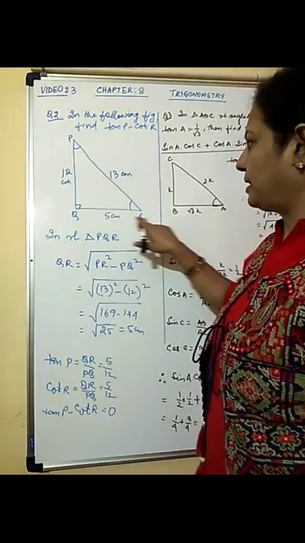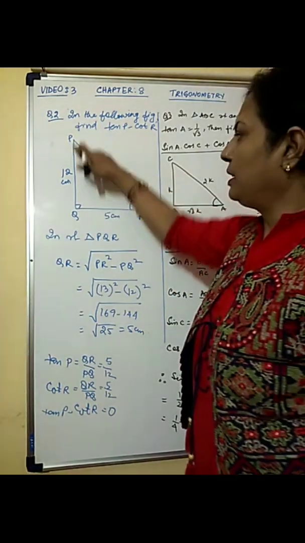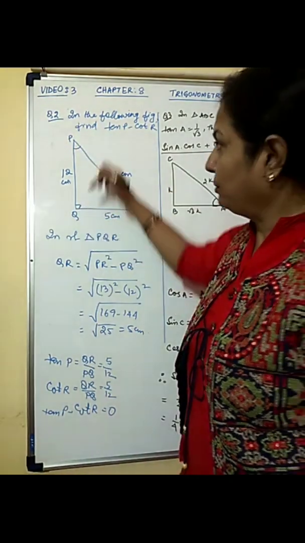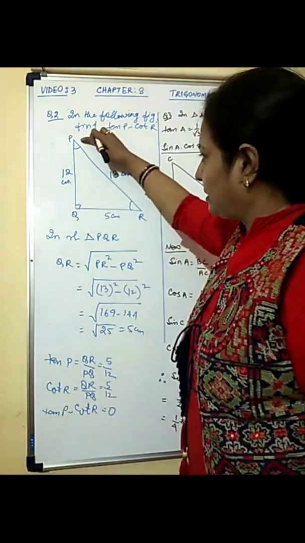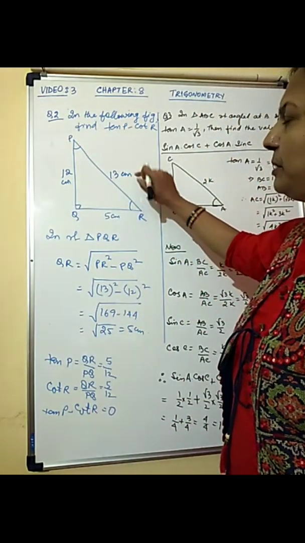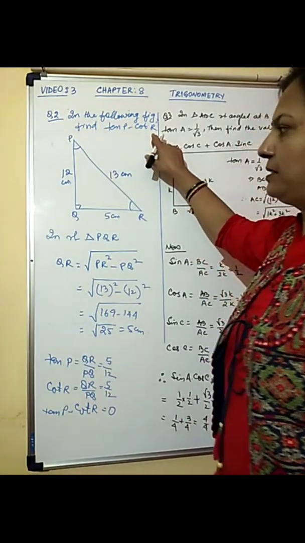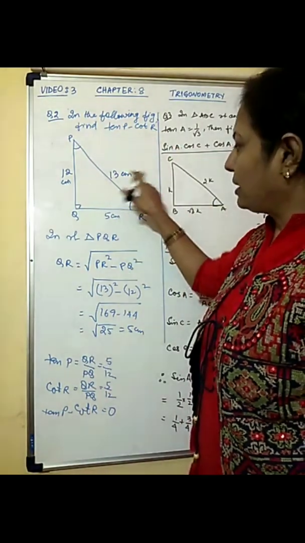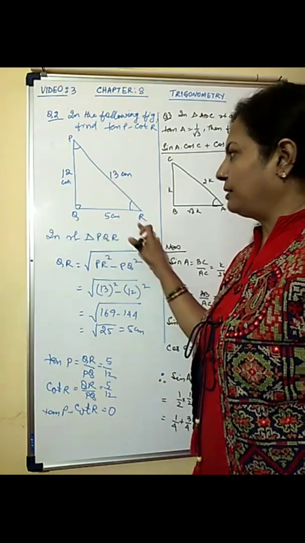You see there is a right triangle given, PQR. Triangle PQR, right angle at Q. The value of PQ is 12 cm. The value of PR is 13 cm. You have to find tan P minus cot R. So the first thing is we need to find QR.